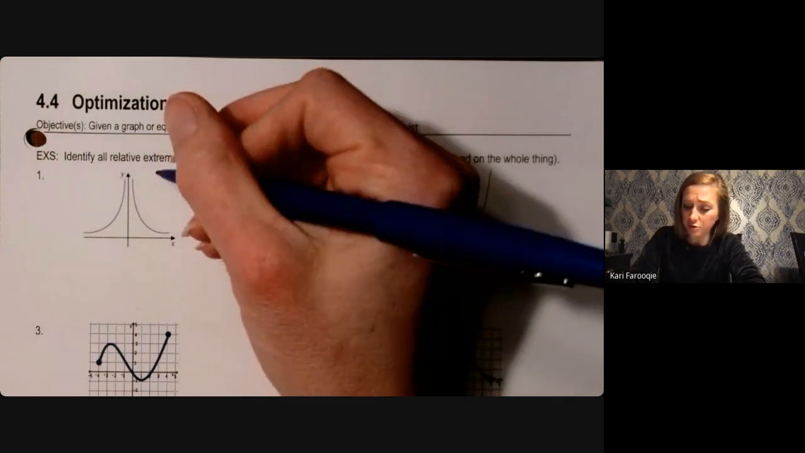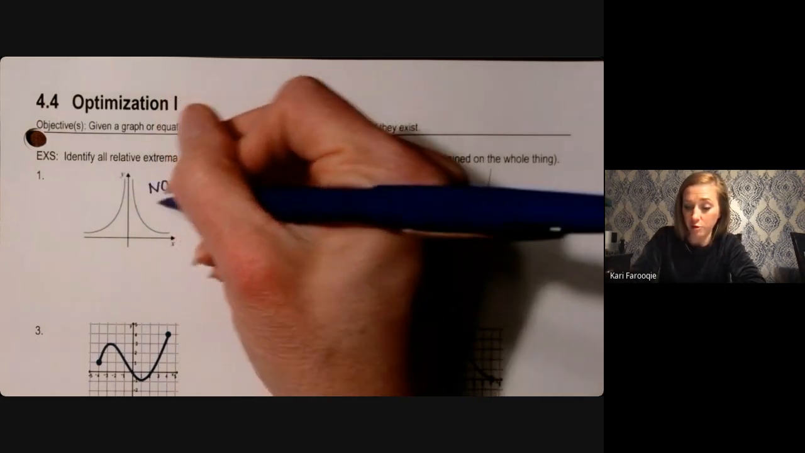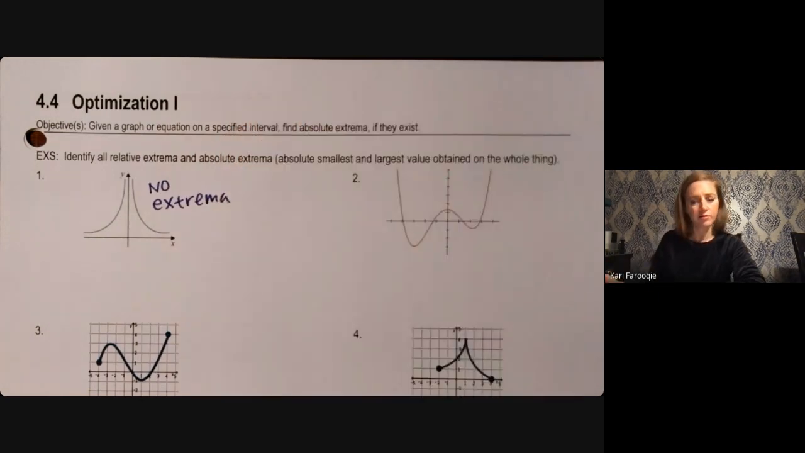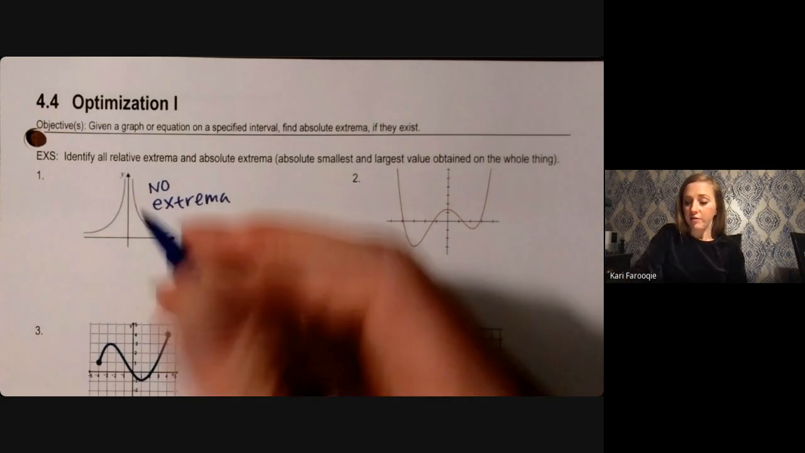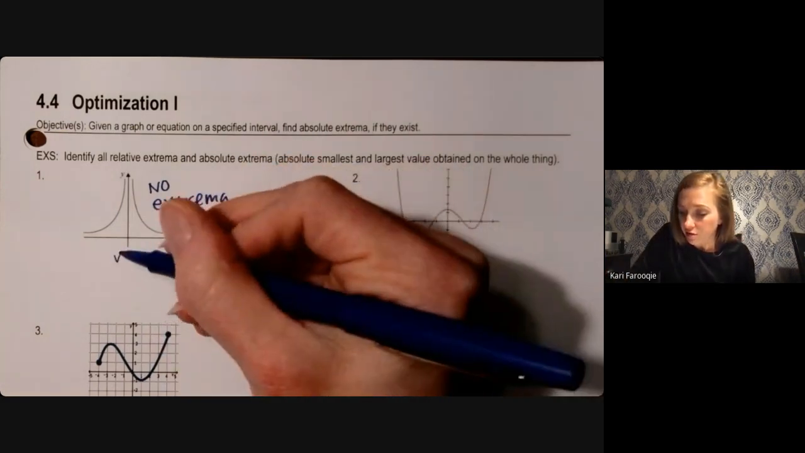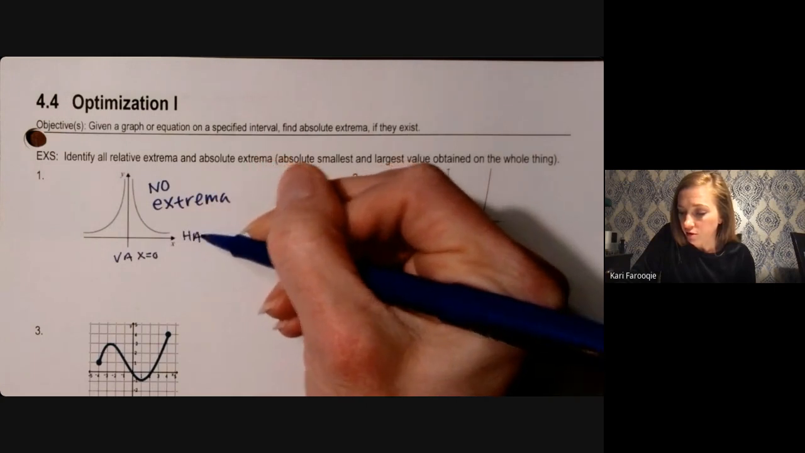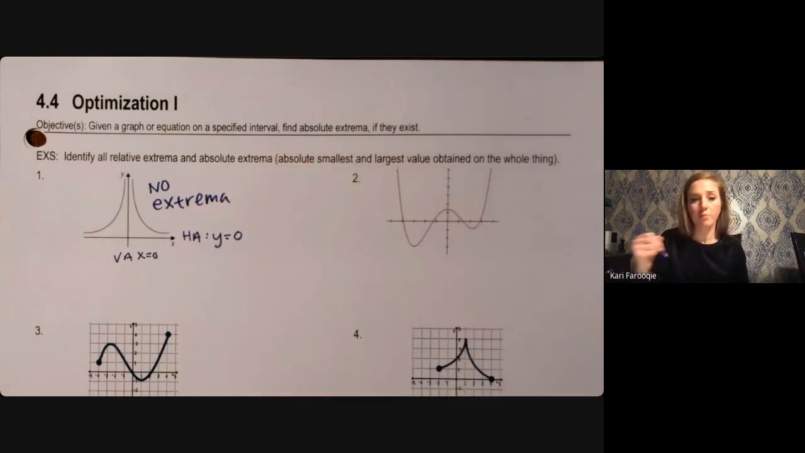So we would say that for the first graph, we actually have no extrema at all, which maybe is a weird concept, but it doesn't have any extrema. It does have a vertical and a horizontal asymptote. The vertical asymptote is at x equals 0, and the horizontal asymptote is at y equals 0. We want to bring that terminology back in today.